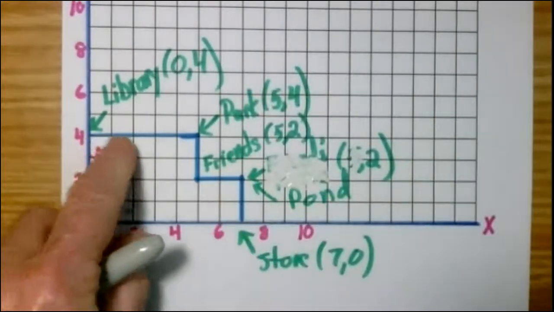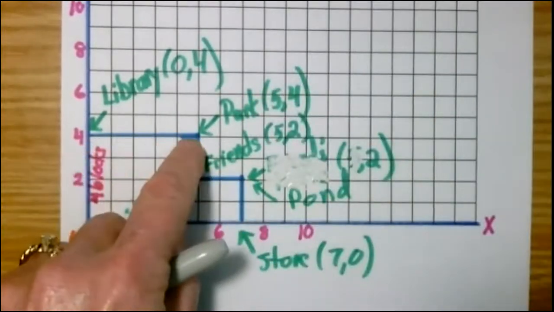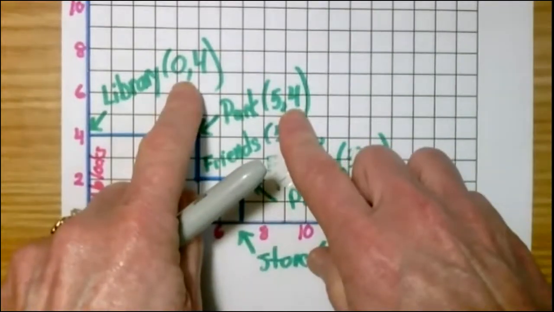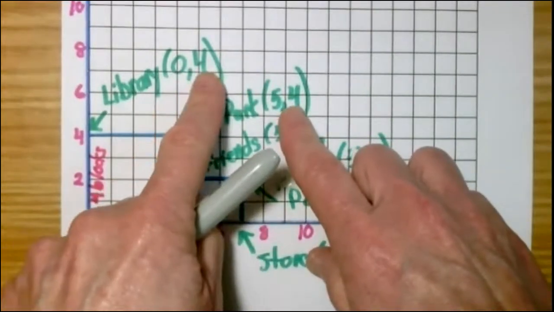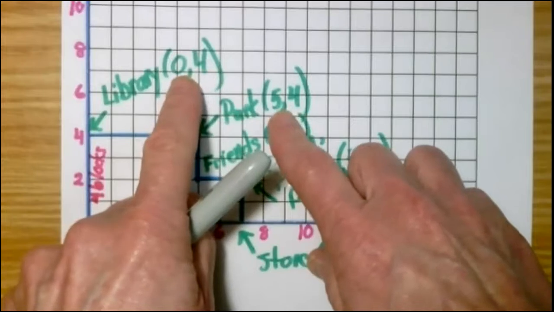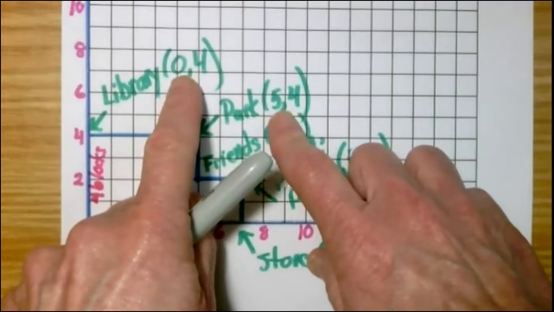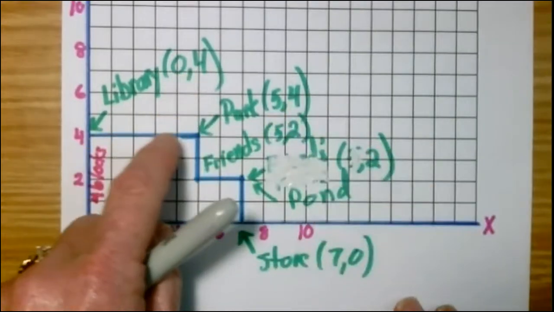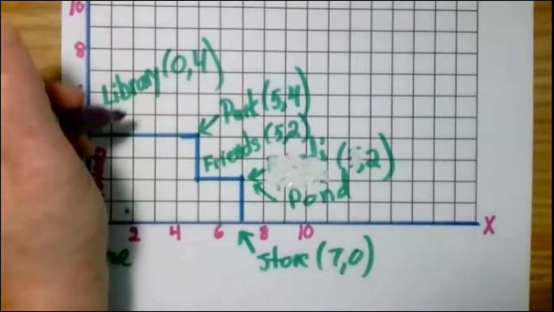How far is it from here to here? Well, we can count, right? But you could also look at your coordinate points and say, well, the 4s are going to be the same. So all you have to do is subtract the absolute value of 5 minus the absolute value of 0, right? Which is 5. 1, 2, 3, 4, 5. So this is 5 blocks.